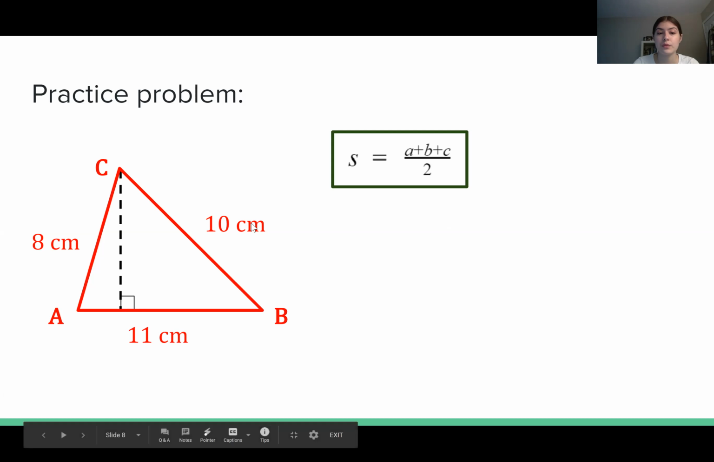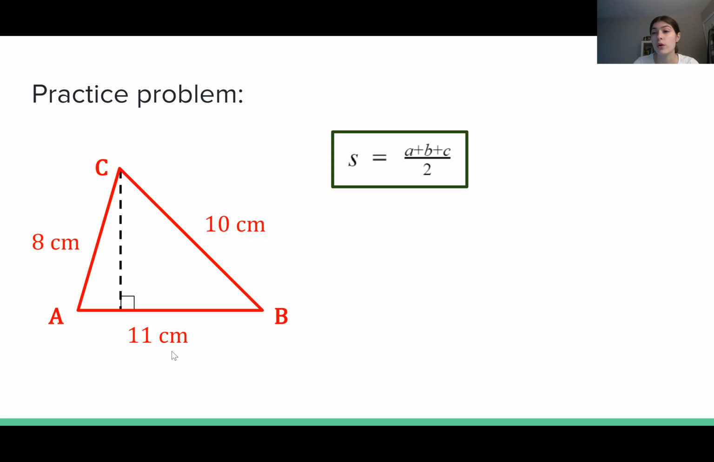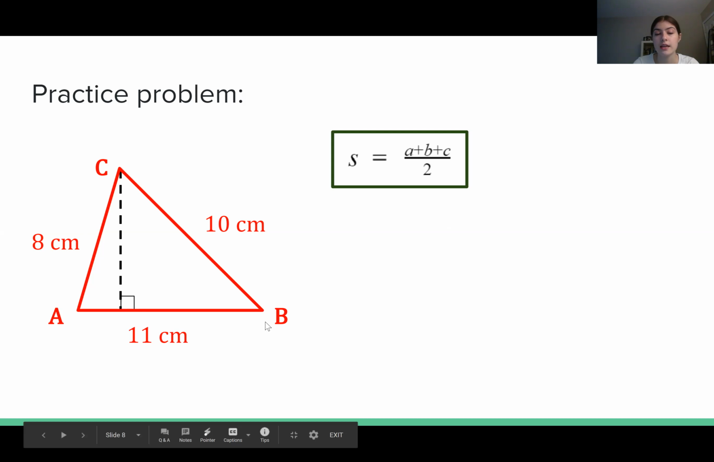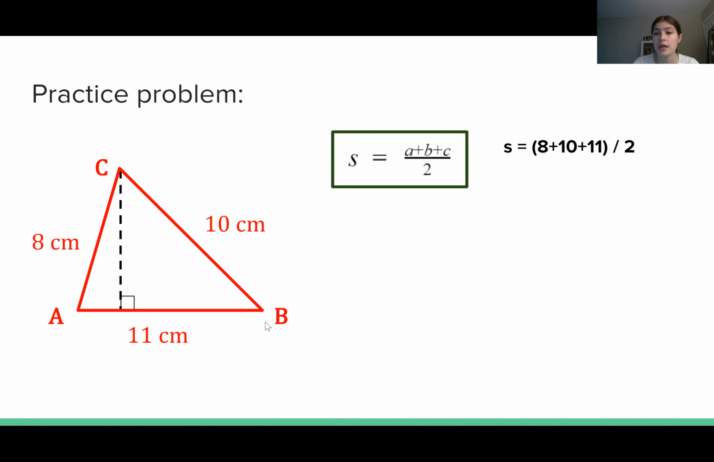A right here is 10, B is 8, and C is 11. Again, the order doesn't matter for this formula. For solving the area, the order doesn't matter too much. All we're going to do is add these three sides together, 8, 10, and 11, and then divide by 2. So 8 plus 10 plus 11 divided by 2. Again, the order doesn't matter in this formula.